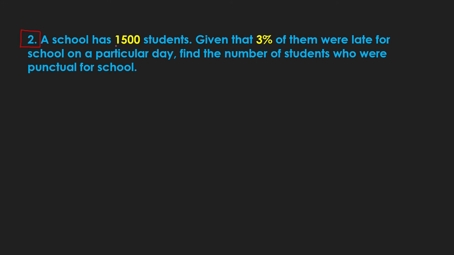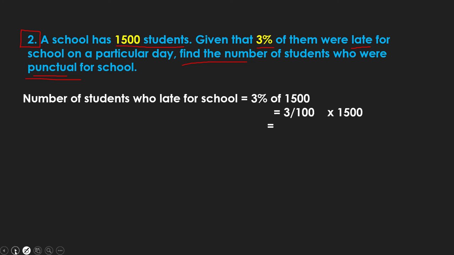A school has 1,500 students. Given that 3% of them were late for school on a particular day, find the number of students who were punctual for school. That means good students. 3% were late. So pause the video and do it. Take your copy, pen and paper, and write it down and do it together. That way you can improve your math.